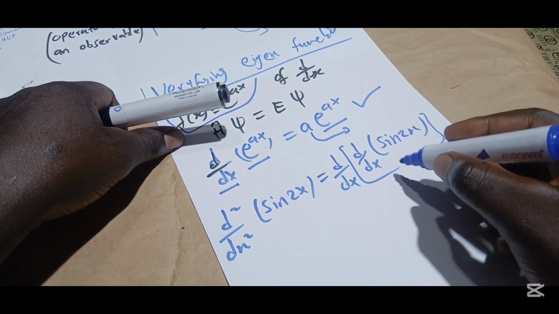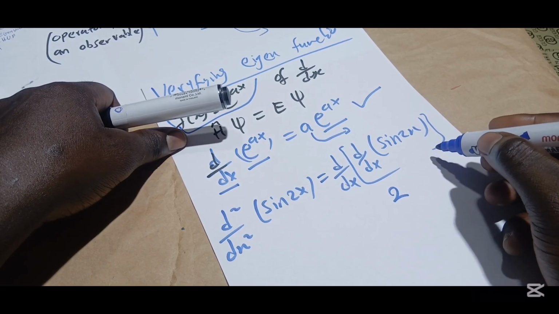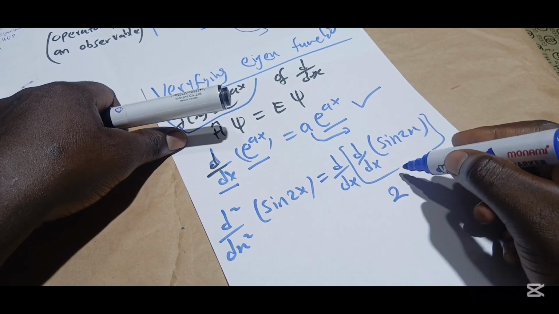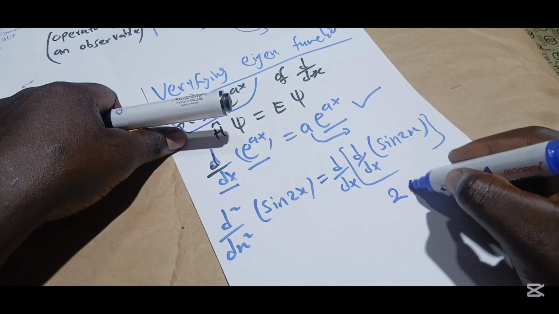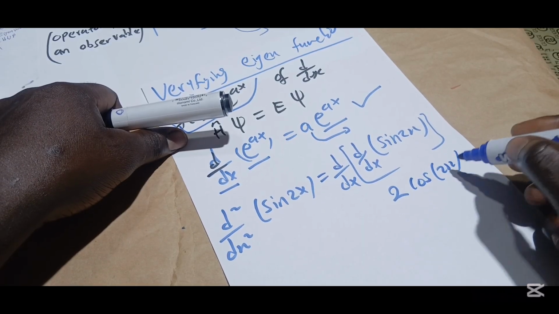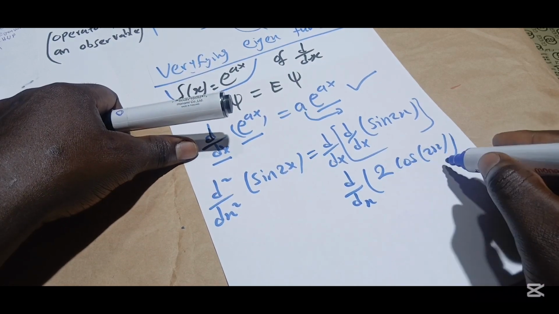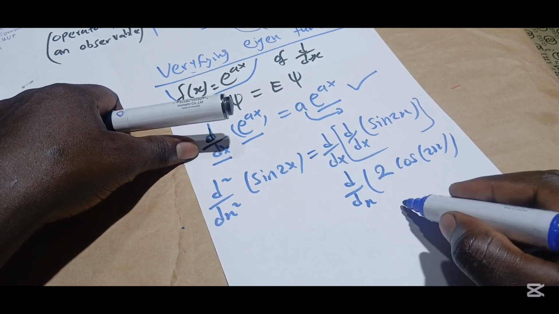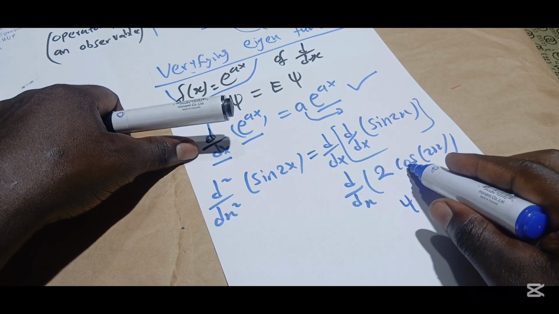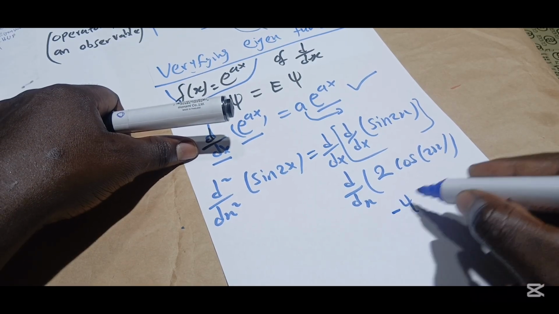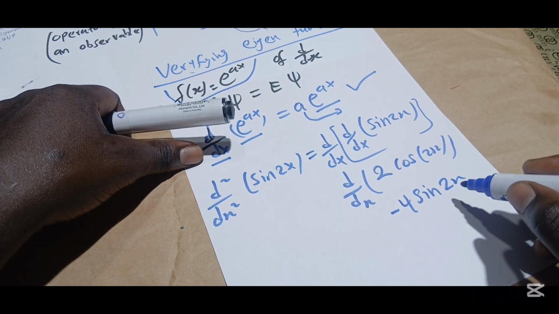We bring 2 out here, then sine is going to give us negative cos, right? Sorry, it should be positive cos 2x. Remember, we should have one of the derivatives here. We are going to differentiate this again to get 2 times 2, giving us 4. Now the derivative of cos will give us sine, which is negative. So negative sine 2x.